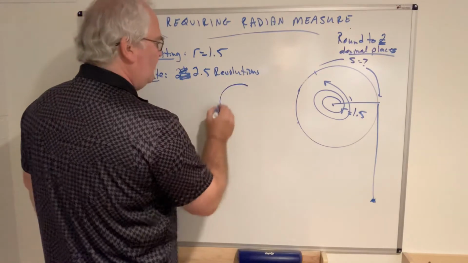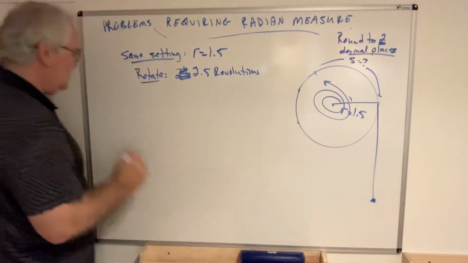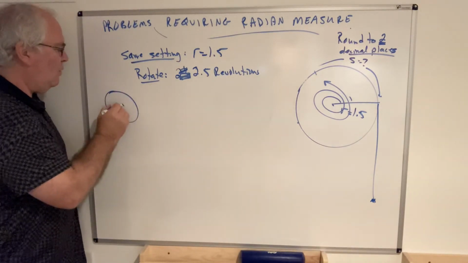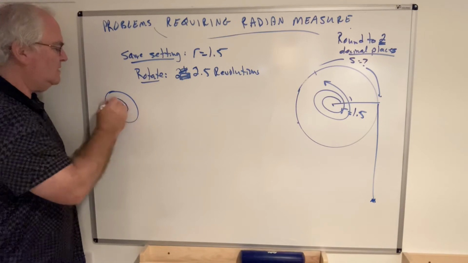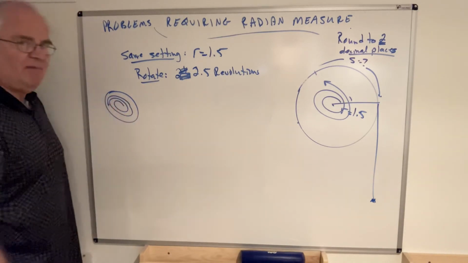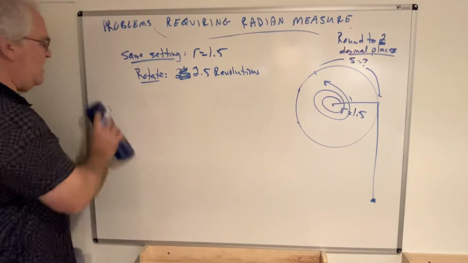Well, this is pretty straightforward. The simplest way is this. 1 revolution is 2 pi. 2 revolutions is 4 pi. Another half revolution is 5 pi. That will do it.